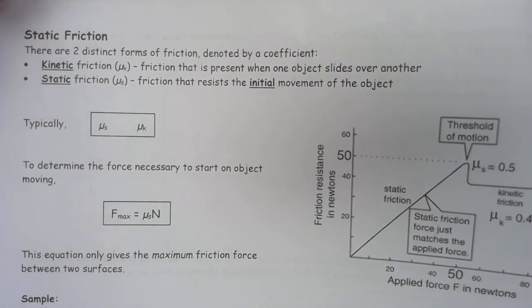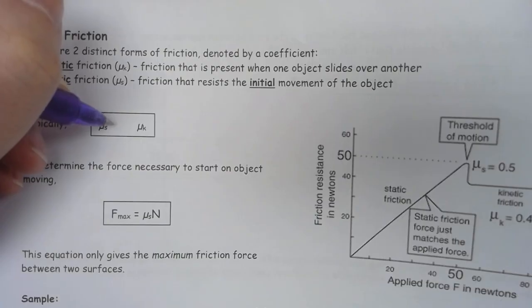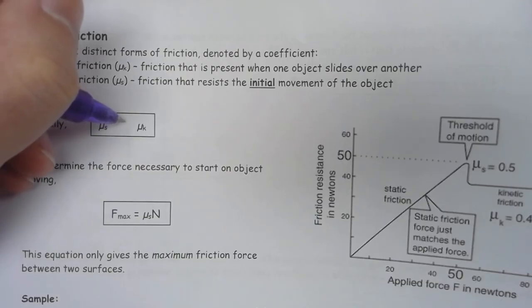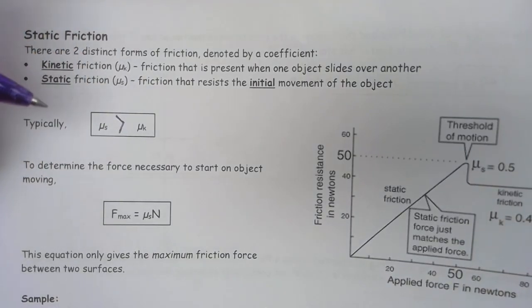Typically, just like my moving the couch example, which one's typically higher? The available static friction or kinetic friction? I heard two different answers. Is it harder to move the couch or get the couch moving? Get the couch moving. So that would mean static is bigger if you're struggling.